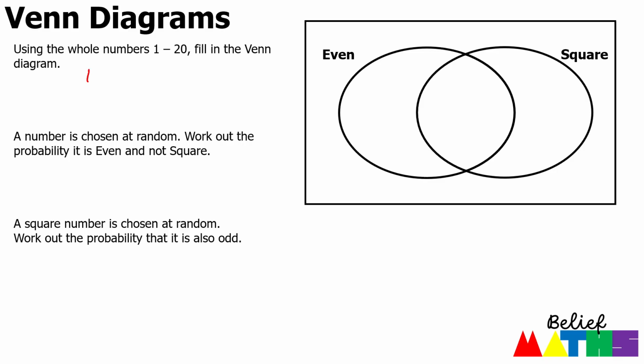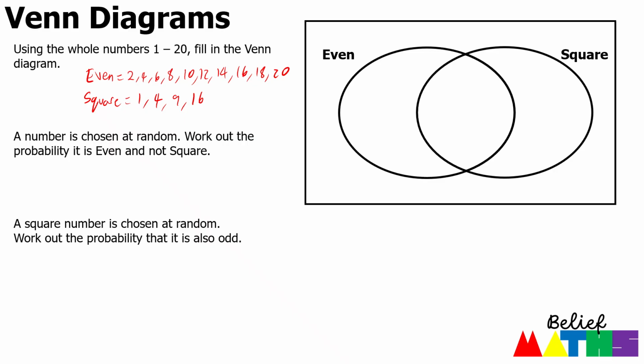So we're going to look at what are our even numbers. Well, our even numbers are 2, 4, 6, 8, 10, 12, 14, 16, 18, 20. They all go in the even side. And the square numbers, well, 1 squared is 1, 2 squared is 4, 3 squared is 9, 4 squared is 16, 5 squared is 25, but that's above 20, so we don't need to use it.